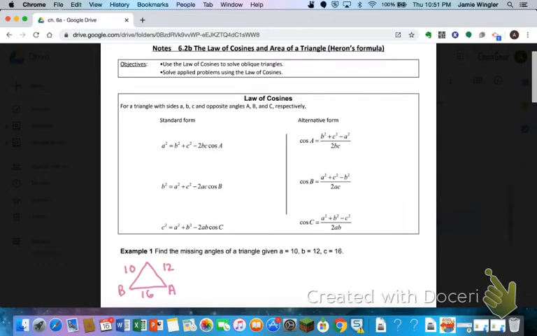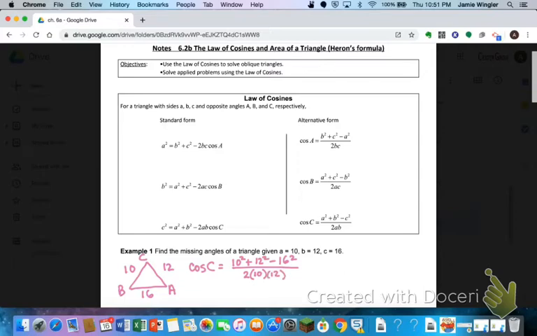So that tells us we're going to have to use the law of cosines. We need to find the missing angles. So let's start out by finding angle C. So we're using the alternative form where the cosine of C equals a squared plus b squared minus c squared over 2 times a times b.